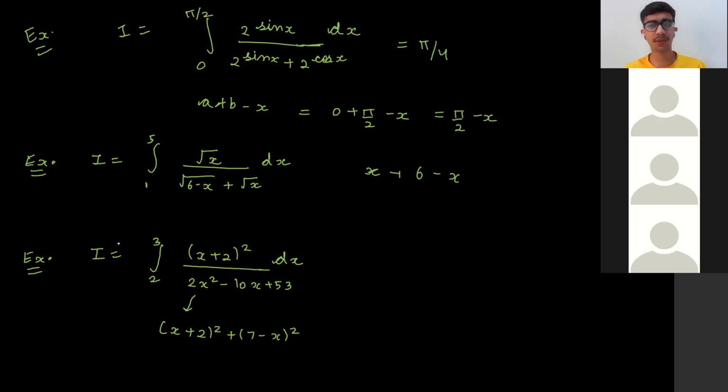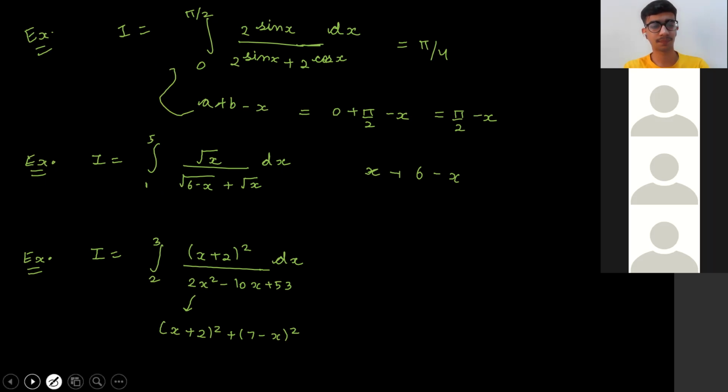Yes, Ansh and Dhriti, what about the third question? Yeah, I'm solving. I just don't know how to go about it. See, we have I as integral 2 to 3, x plus 2 the whole square divided by x squared minus 10x plus 53. I'm writing the denominator as this, 7 minus x the whole square. So if I replace x with a plus b minus x, that means 5 minus x.